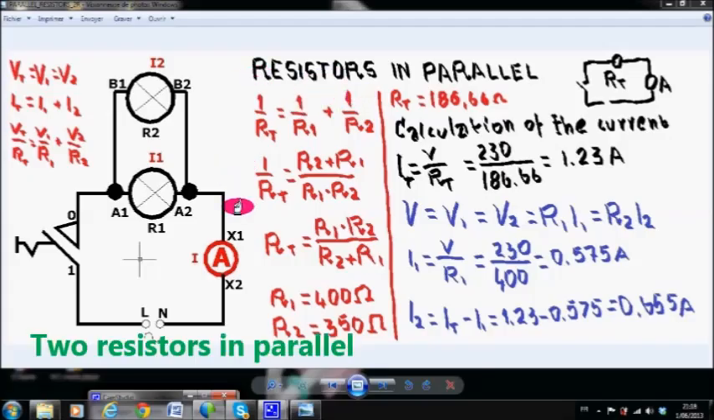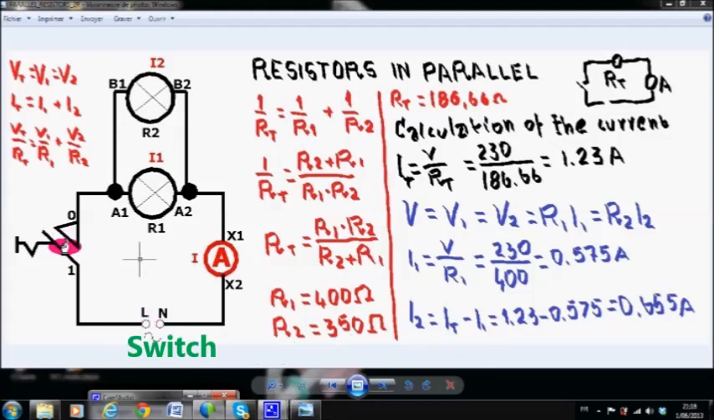Resistors in parallel. So here we get our power supply and switch. We have two resistors in parallel, and we are going to use a method to measure the current that flows through our circuit. This is very different from what you've seen before, resistors in series, because suppose that the main current arrives at this point, we get branches here.